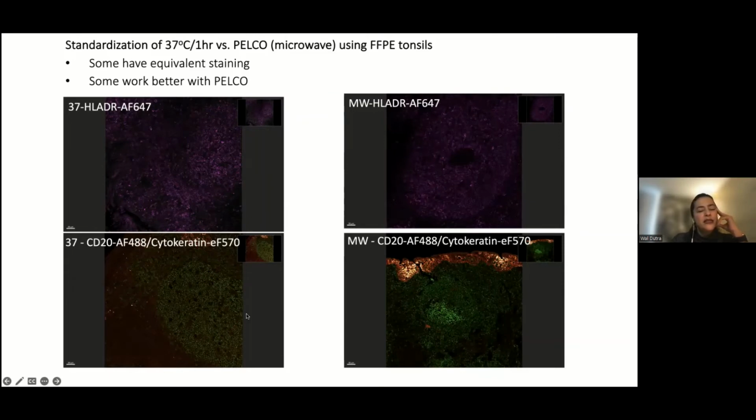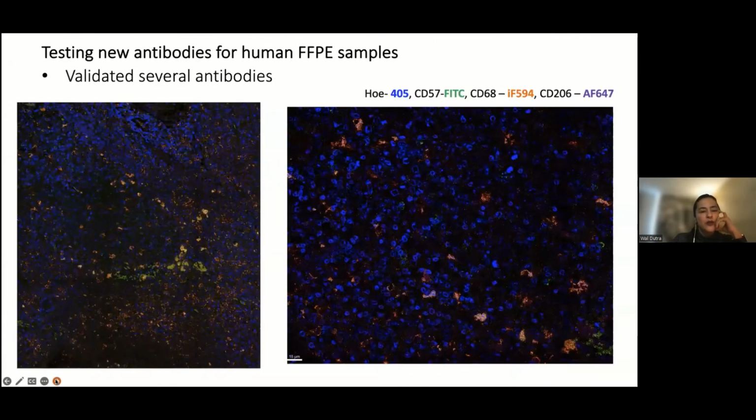Down below, though, we have CD20 and cytokeratin. And as you can see, CD20 stains really well. This is a little defect during the acquisition, so I apologize for that here amidst so many experts in confocal microscopy. But you can tell that you have a good staining with the Pelco and the 37 degrees, but the cytokeratin really didn't stain very well at 37, as opposed to the Pelco that is stained really well. So, you know, it depends on the antibody that you're using. It depends on the condition that you're using. Some work better with the Pelco, but some work pretty well at 37 degrees, 1 hour incubation as well.